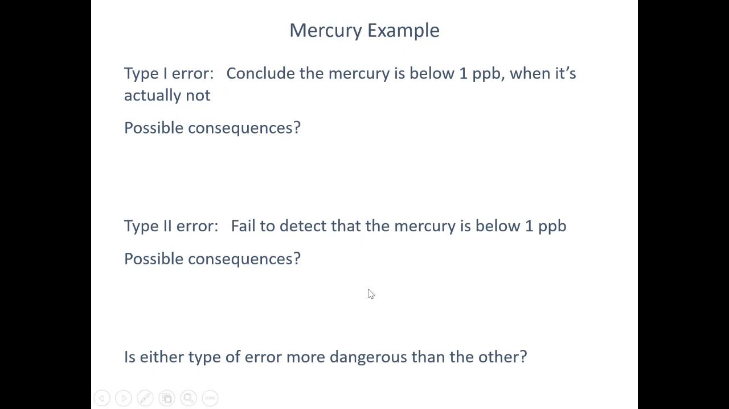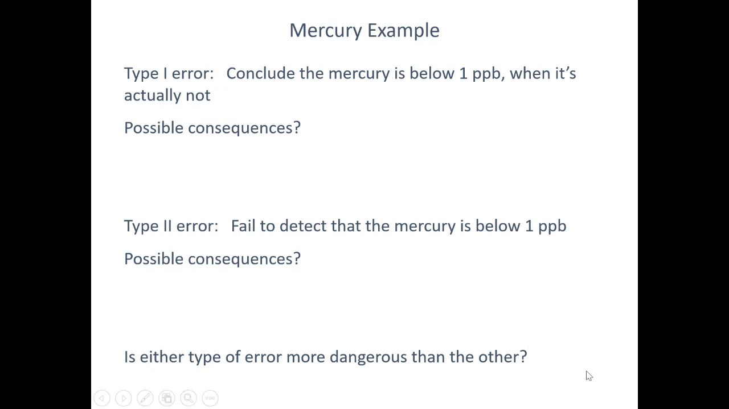All right, what about the other error? If we fail to detect that the mercury is actually below 1, and it really is. So that is, the fish are safe, but we don't know about it. Presumably, if we do some testing of these fish and we're not able to show that they're safe, the cautious person wouldn't eat them. So they're missing out on a chance to eat some fish that actually would be all right. But nobody's injured or there's no major economic consequence to this.